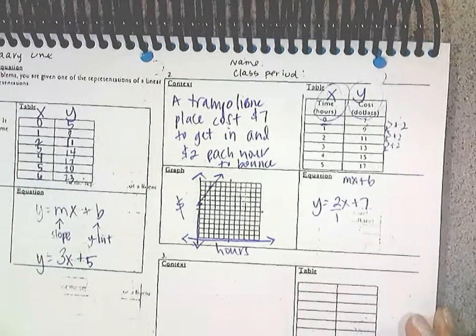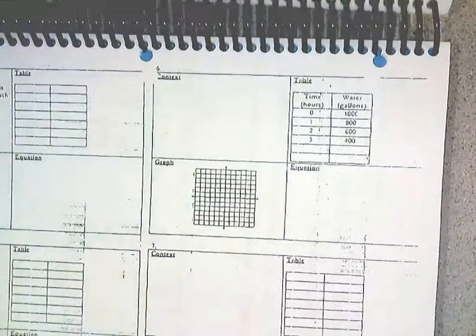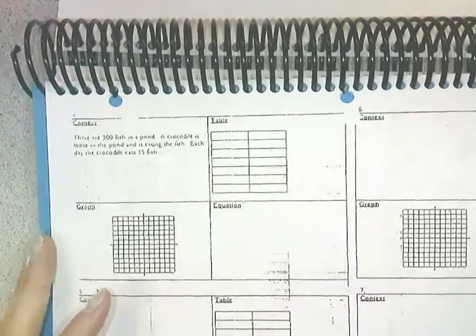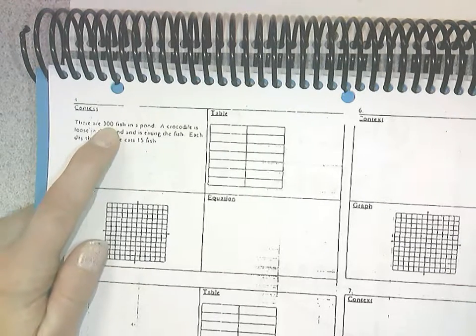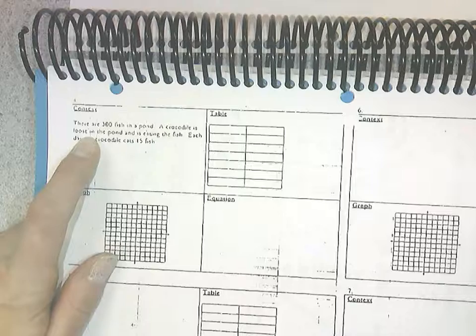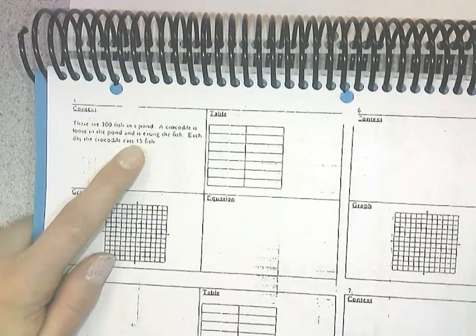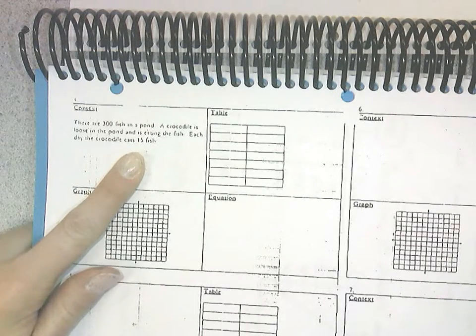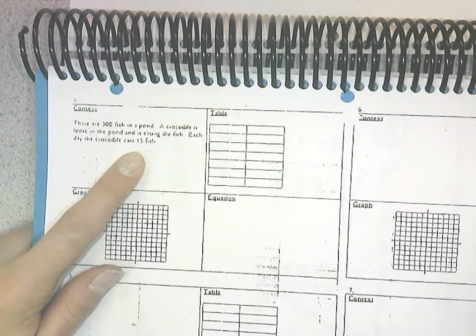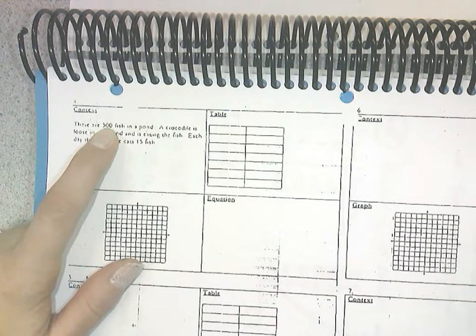Now, these two were both examples of increasing. Sometimes you have decreasing. For example, I'm not going to do the whole thing, but on your homework, you had to do number 4. It says there are 300 fish in a pond. A crocodile is loose in the pond and is eating the fish. Each day, the crocodile eats 15 fish. So in this context, we are actually losing fish because the crocodile is eating them. So we're going to have a negative slope. We have a max number of 300 fish in a pond. Can't get any more than that. So just be really careful with this one.